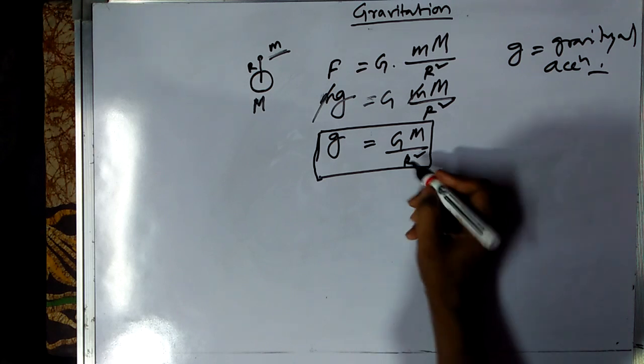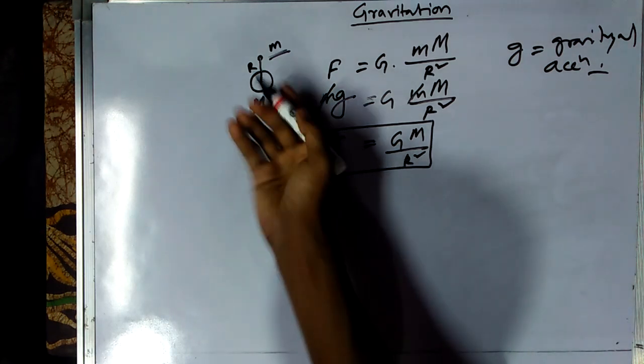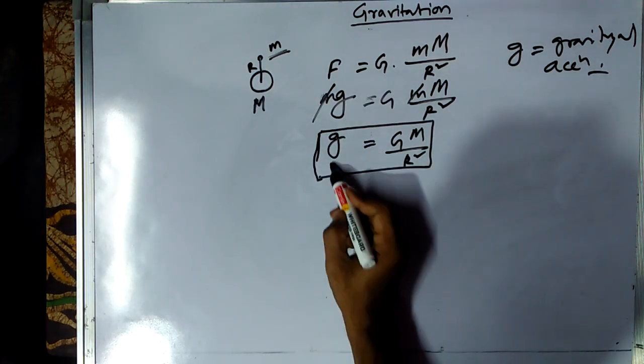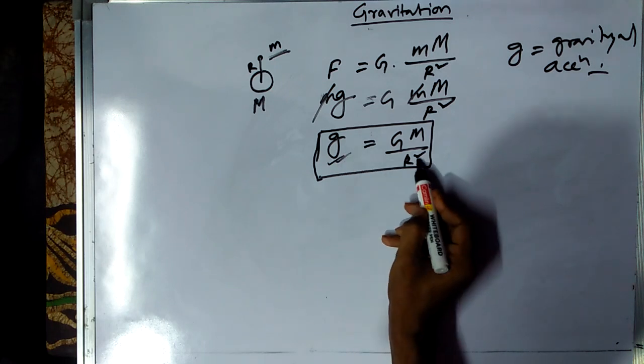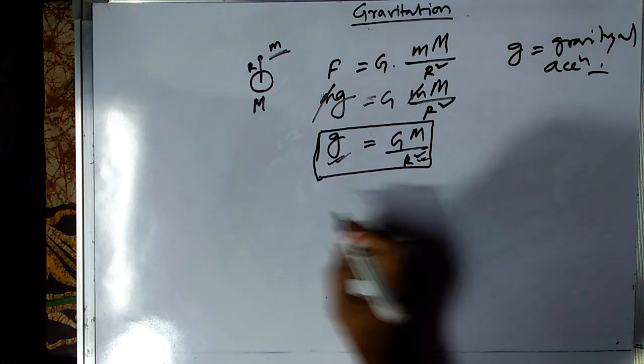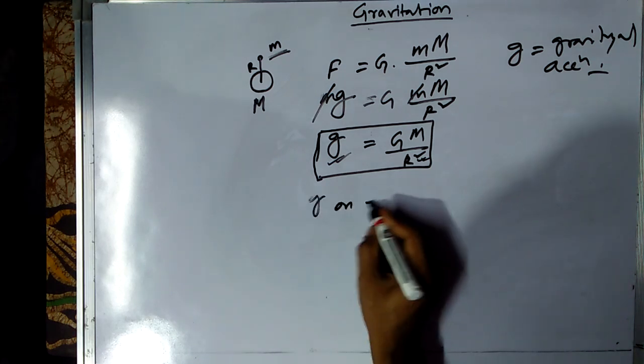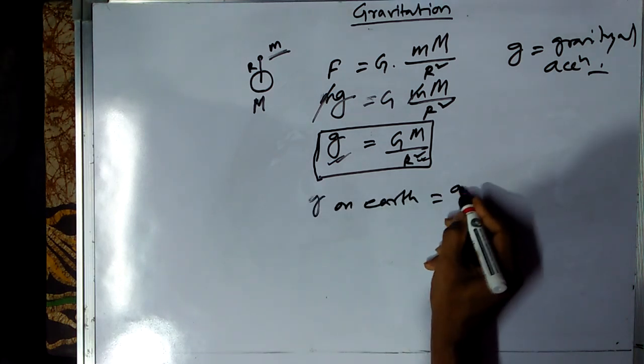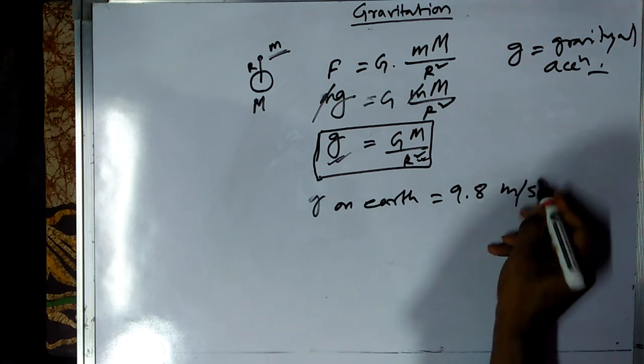So as you see, as the r increases, as the height increases, g decreases. As the height increases, g decreases, right? So g on Earth is 9.8 meter per second square.